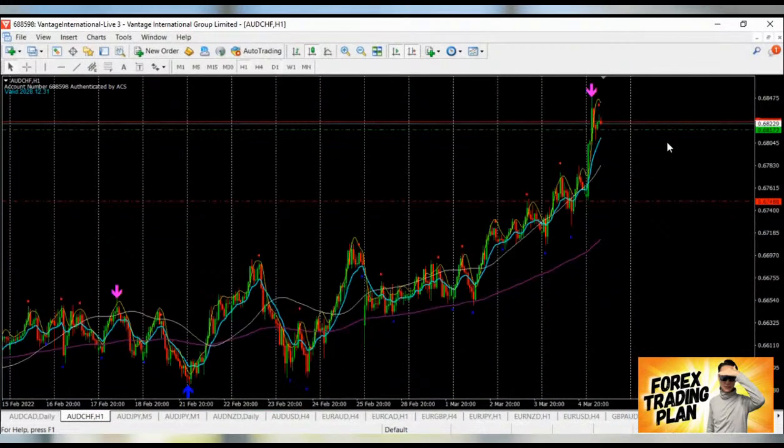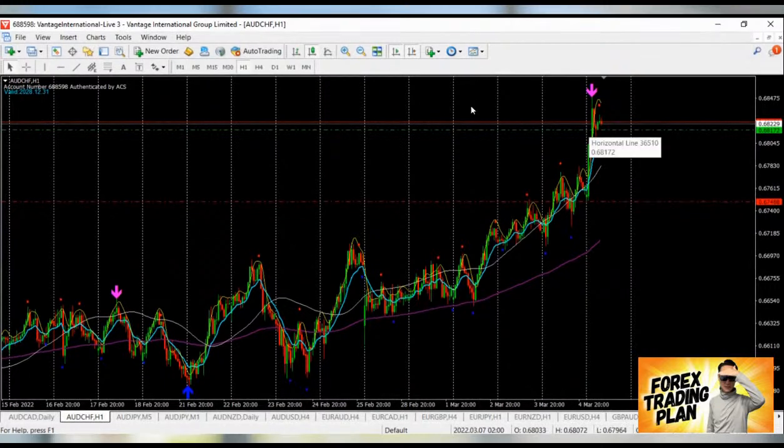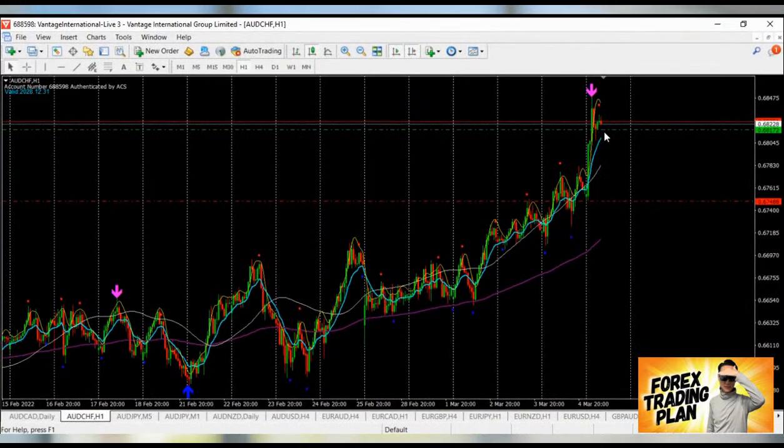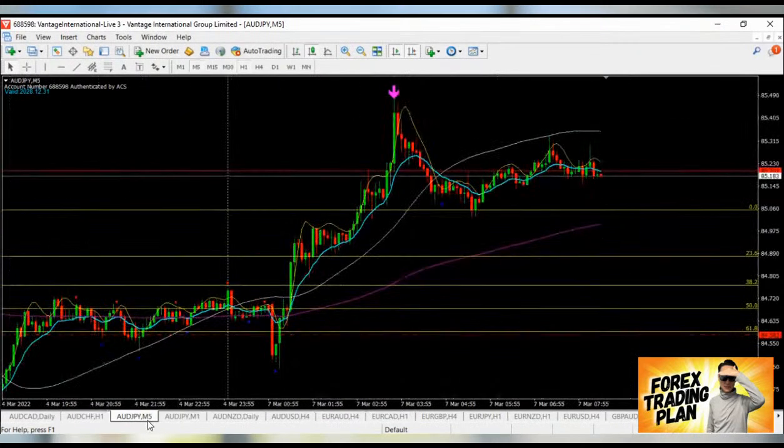In H1, I will see the price over here like 0.68172. All right, so this may be the price in my MT4. So just take a look at your MT4. If the support is setting up here, retested and not breaking, continue the buying, then you can buy. Okay, all right, so now let's go.